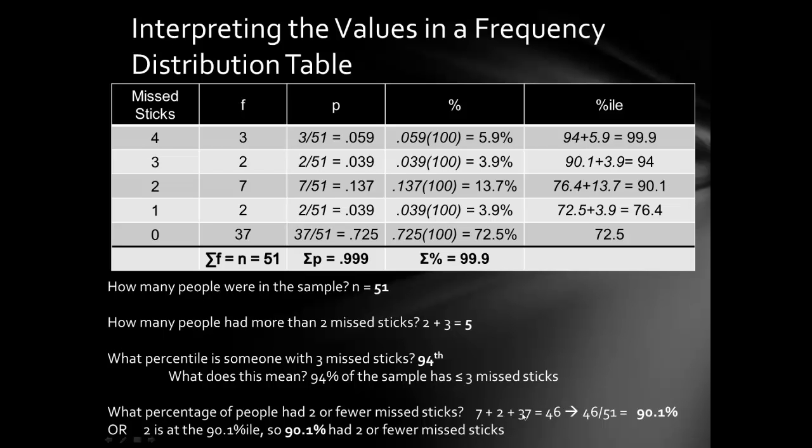You can also find that by adding up the frequencies for everybody that had 2 or fewer missed sticks. So 7 plus 2 plus 37 gives you 46, and then you take that total and divide it by the total sample size. So 46 out of 51 people in this sample had 2 or fewer missed sticks. You divide that and you get 90.1%. So that's just an example of creating a frequency distribution table and figuring out some characteristics of data based on that frequency distribution table.